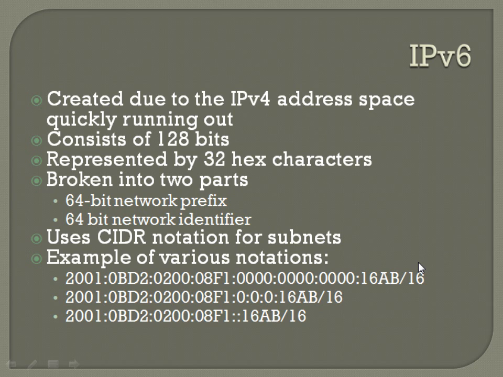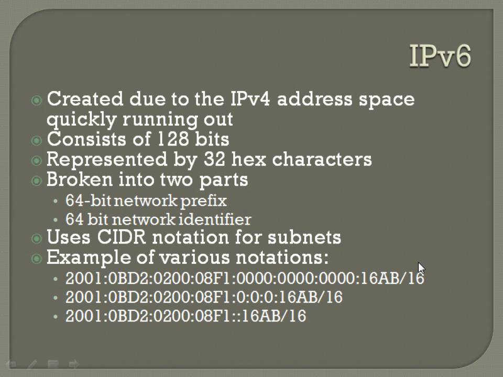Because there are so many bits in there, and they're so long and complicated, they have to be represented as hex characters. As we talked about with hex, a hex character is made out of 4 bits. So with 128 bits, you have 32 hex characters in each one of your IPv6 addresses. It's actually broken into two parts. The first half, the first 64 bits, or 16 hex characters, is the network prefix. And the second 64 bits, or 16 hex characters, is the interface identifier.